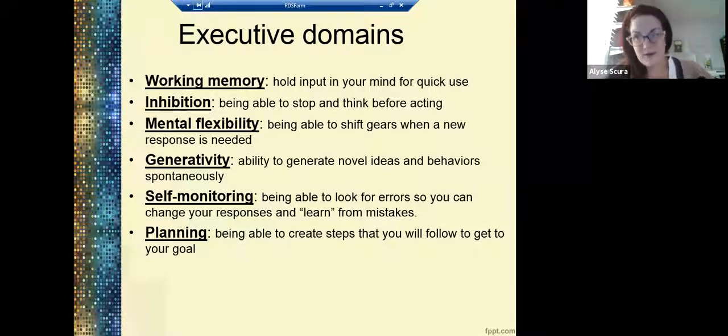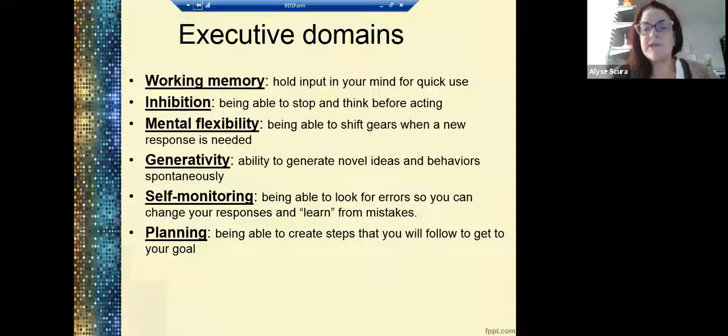Inhibition, so we see this often in our population. The ability to stop and think before acting. Oftentimes we might hear systems say they know better, but they might not have been able to stop themselves to think of what they know, to do something differently. Mental flexibility, so the ability to shift gears when a new response is needed. This becomes very difficult for our individuals to process, to be able to get off course. They are very routine oriented, as we know.